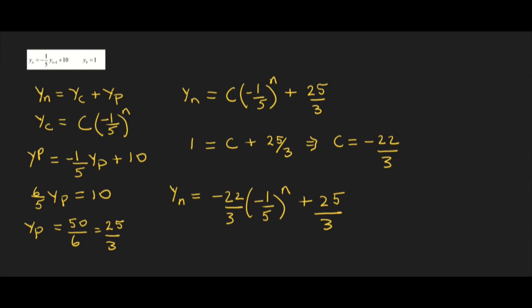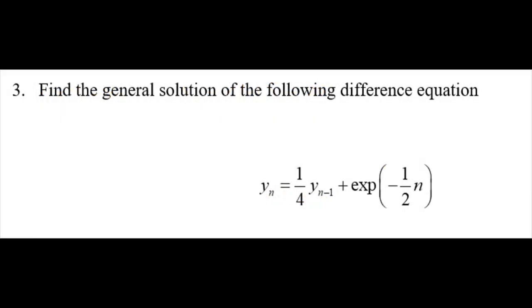That was relatively easy because of the nature of the non-homogeneous part. We'll now look at a more complicated example in which the non-homogeneous part is itself a function of n. Here we need to use the method of undetermined coefficients to solve for the particular integral. So our solution, as before, is the sum of the complementary function and a particular integral. The complementary function is very easy.